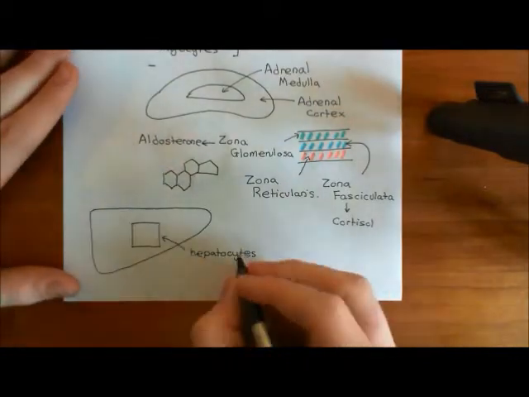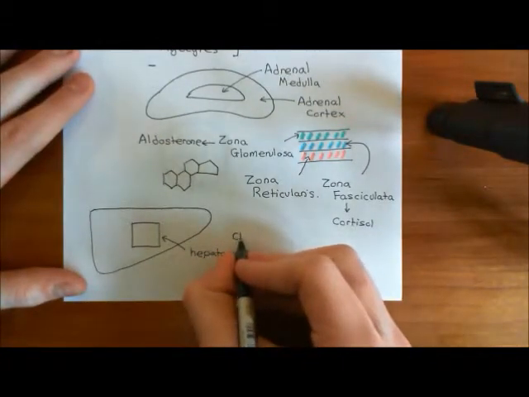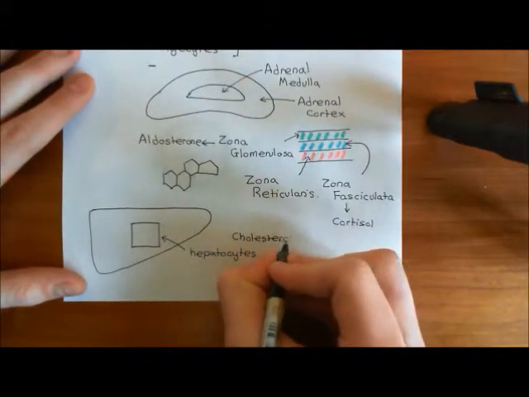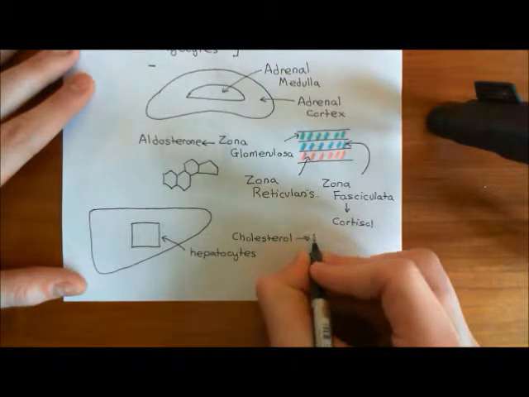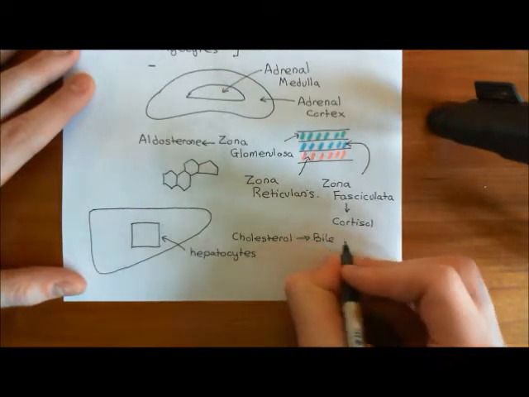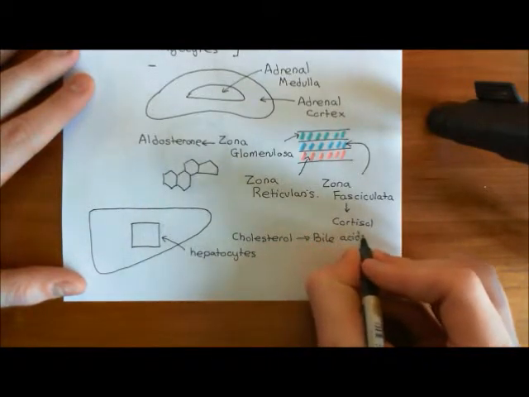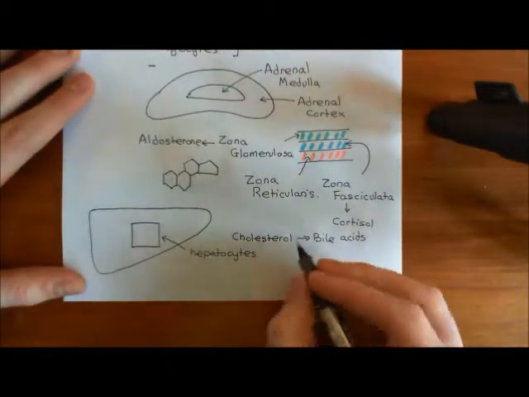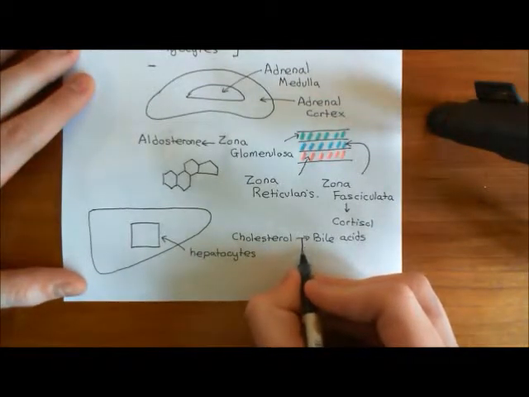What do they then use the cholesterol for? Well, cholesterol is a key starting point in the synthesis of the bile acids. So all of the bile acids are made from cholesterol derivatives. So they will use cholesterol to make bile acids. And if they've got too much cholesterol, what they can do is they can actually store it. So they store it as cholesterol esters.